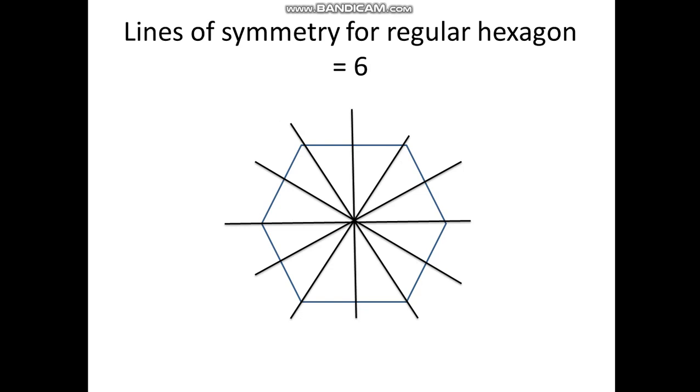From all these examples we can conclude that for any regular 2D shape, the number of sides and lines of symmetry are both the same. That is, the number of sides is equal to the number of lines of symmetry.